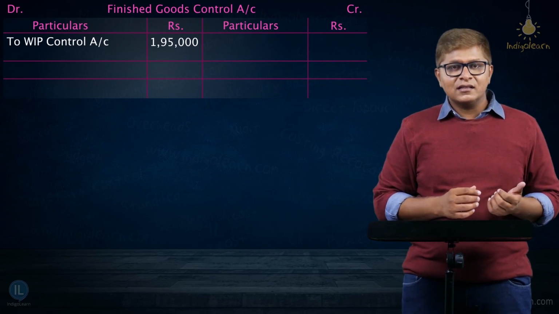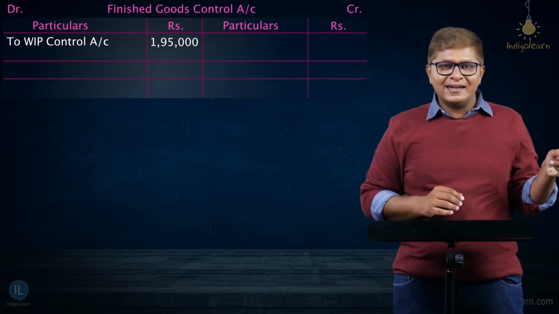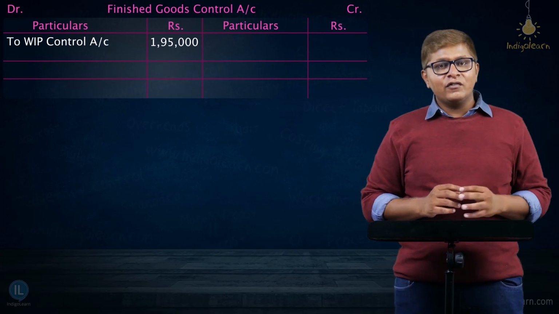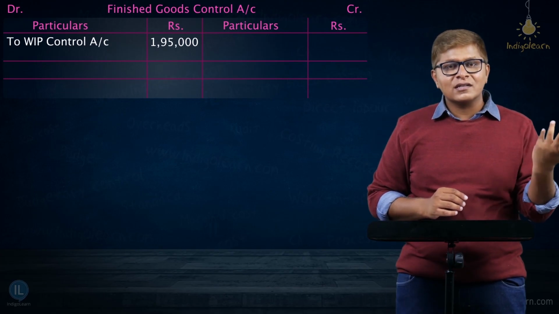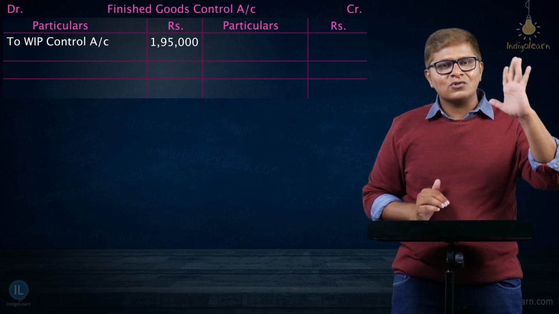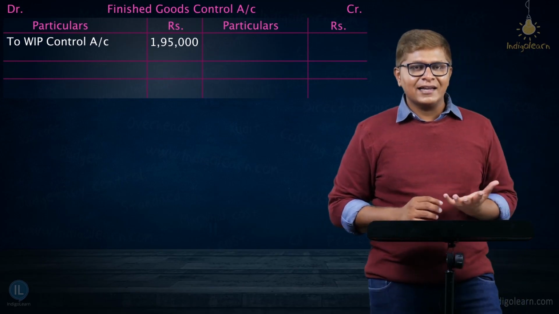Now you may ask me, sir, in the finished goods control account, if we do this posting, it will come on the credit side and it will say by cost of goods sold 1,90,000. We are still having a balance of 5,000. What is this? This 5,000 is nothing but the cost of finished goods inventory. This will be the closing value of your finished goods inventory.